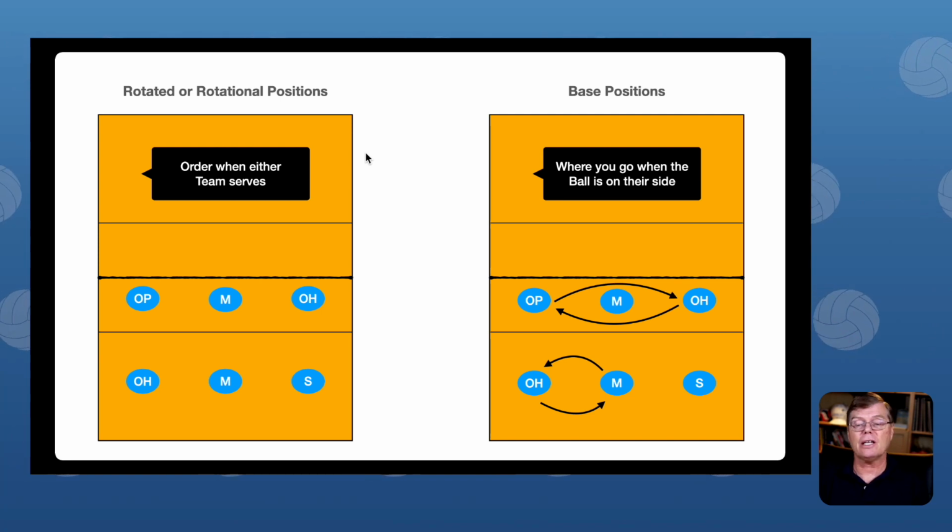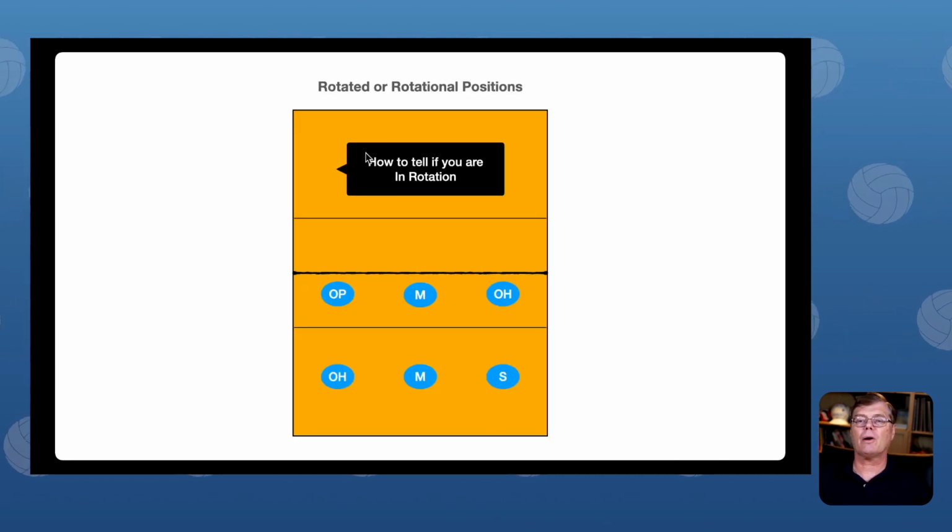Now that may change. In some systems, we won't switch those two back players. We'll have an outside player playing outside or left side, and a middle player playing middle in the back row. So that'll be one decision that your coach will make. So let's talk about rotational positions.